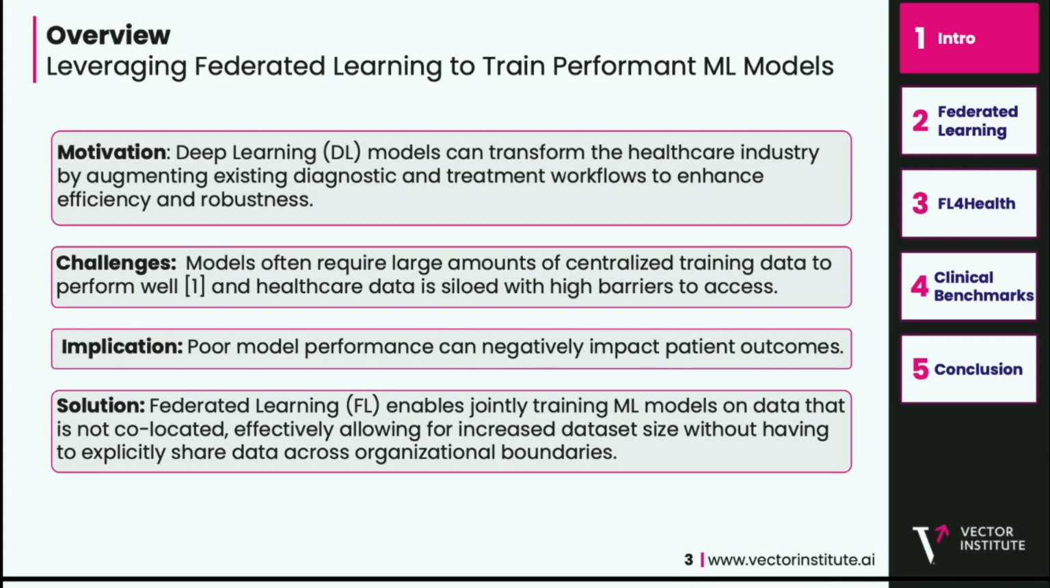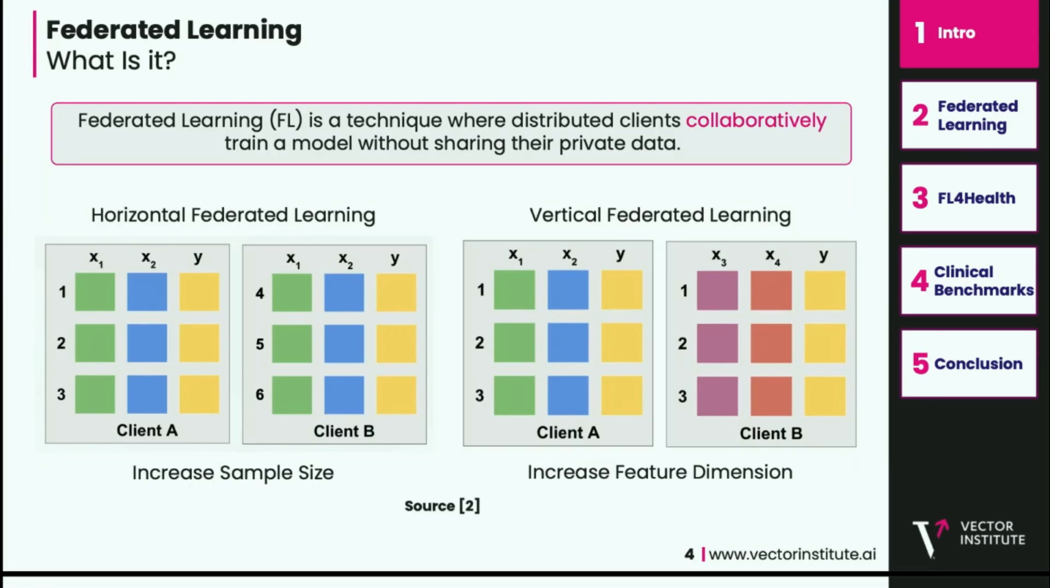So one of the potential solutions to this data problem is to leverage federated learning, which enables us to jointly train machine learning models on data that is not co-located, effectively allowing us to increase the data set size without having to explicitly share data across organizational boundaries. And when we discuss federated learning, there's often two types that are discussed. One is horizontal federated learning, where we have two or more organizations, which we're going to call clients, and they have the same feature space and the same label space, and they want to collaborate to jointly train a machine learning model that maps their inputs to outputs.